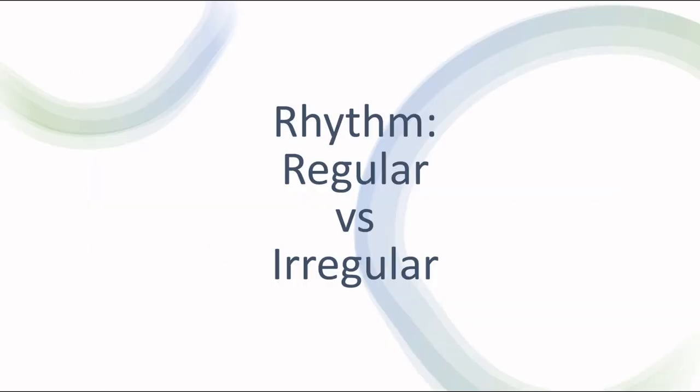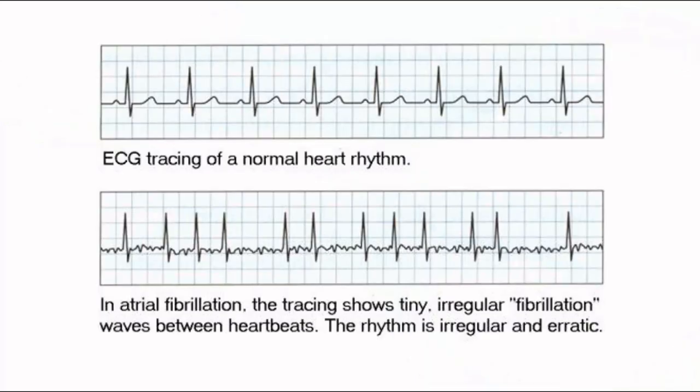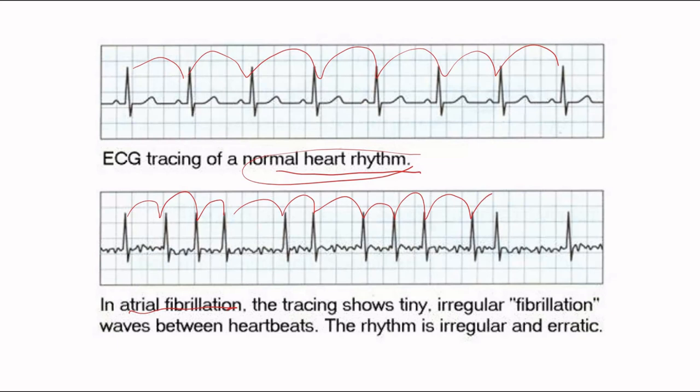After rate, you look at the rhythm, if it's regular versus irregular. So regular will be the intervals are constant, the R to R intervals, whereas irregular, the R to R intervals will not be constant, such as in AFib. So here, for example, these are regular rhythm. All these are pretty much constant. Whereas in AFib, the R to R intervals are not regular, they're irregular.